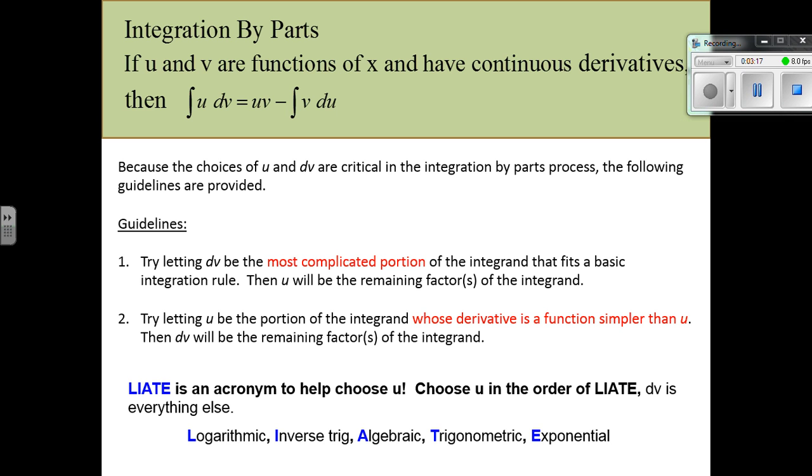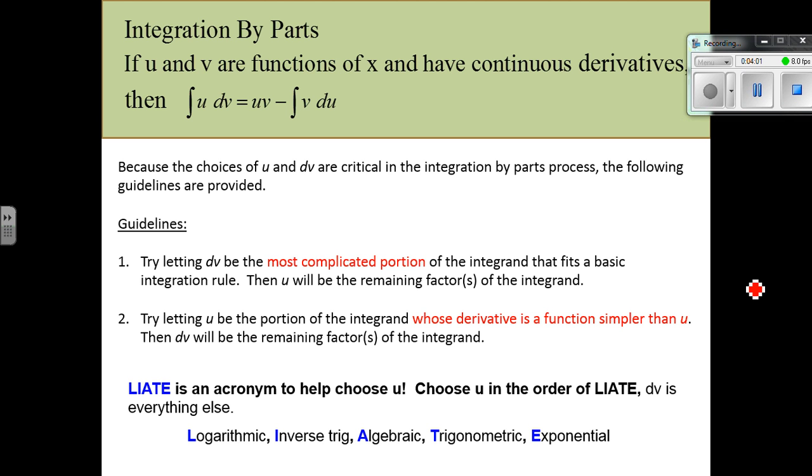To help us do that, we use the acronym LIATE, which tells us what kind of functions we should pick for u first. First off, if we see logarithmic, make that u. That's the L in LIATE. The I means inverse trig. If there's no log but you see an inverse trig, make u your inverse trig. If there's neither of those, pick the algebraic portion, any kind of polynomial like x squared, x cubed. The next thing we would pick for u is trigonometric, like sine x, cosine x. And the very last thing we would pick for u is exponential.